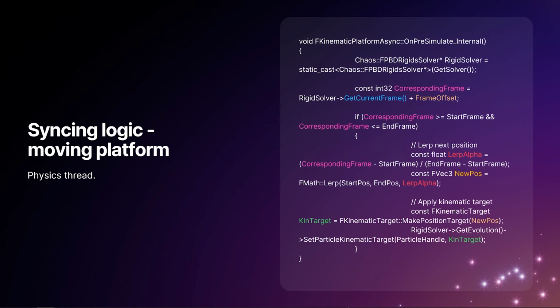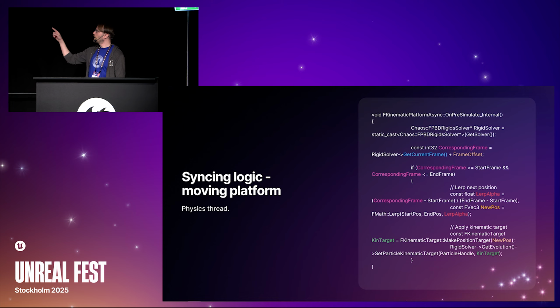I'm not going to go through this, but this is logic to move a kinematic platform on the physics thread. If you look at the very top, this is in OnPreSimulate_Internal. It's through an ISimCallback object, which runs on the physics thread only, or it ticks on the physics thread. And the key part here is the first line with colored functions. You get current frame, and then you add your frame offset. So we translate your current frame into the server frame, essentially. I call it corresponding frame here. But it is on the client, it's the server frame.